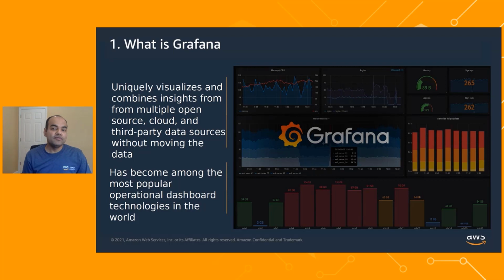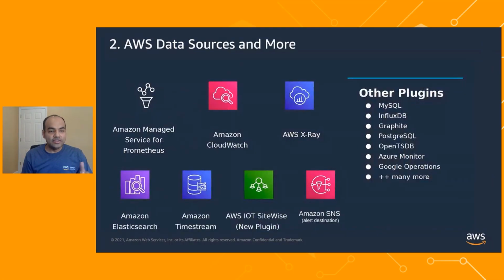Why is it popular? Because the community has developed so much on it. AWS makes it even easier by offering the data sources on Grafana. You can have Amazon CloudWatch, Amazon X-Ray, Elasticsearch, or another system as a data source, sending data to your Grafana dashboard. You can also have plugins like MySQL, Graphite, or Postgres to fetch data and put it on the Grafana dashboard.